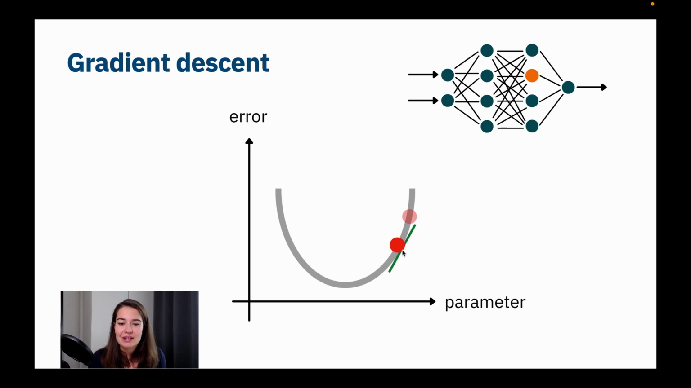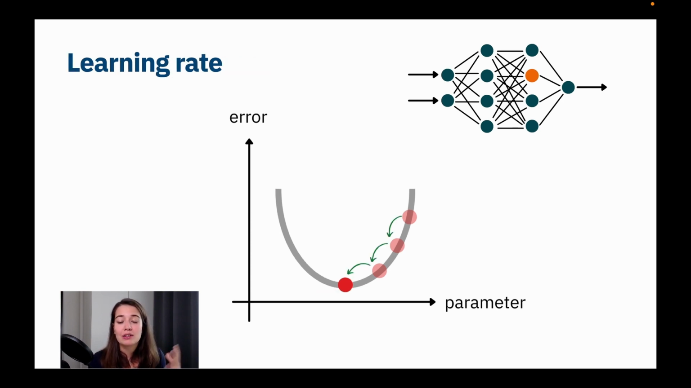And every time, by calculating the slope of the line where it touches the point where we're at, we know in which direction to go. And by this, we can get lower and lower and lower. How far we go in each of these steps is determined by the learning rate.